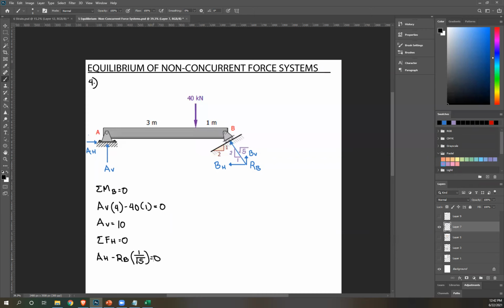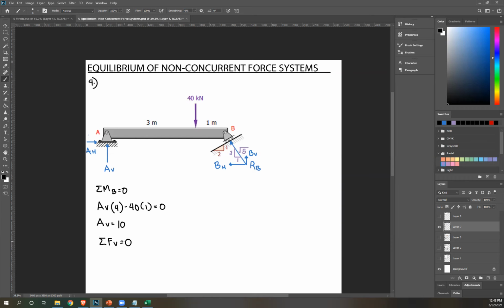Now there's one problem here, right? We have two unknowns, AH and RB. So I can't solve directly for AH. I need to solve for RB first. So let's delete that, and instead of doing summation of forces horizontal, let's do summation of forces vertical, since again, we have to solve for RB first.